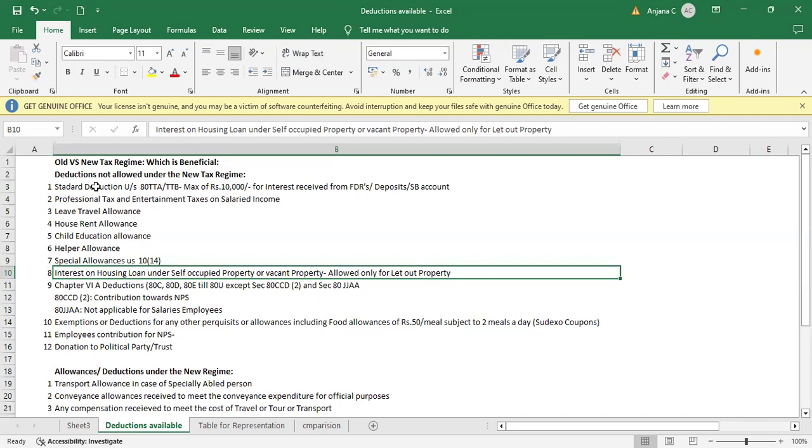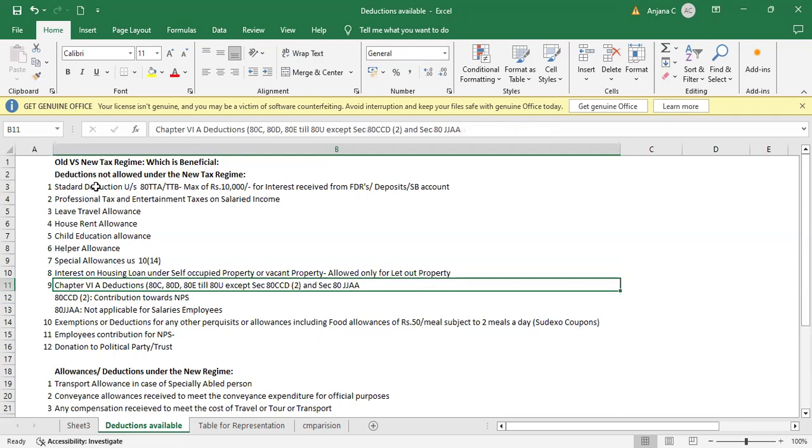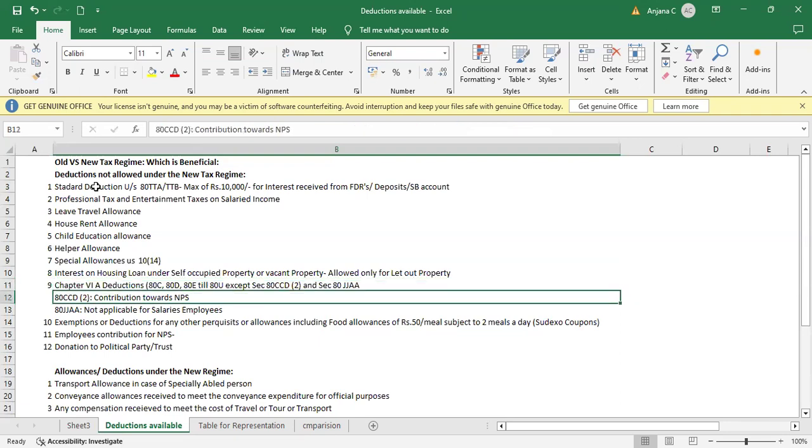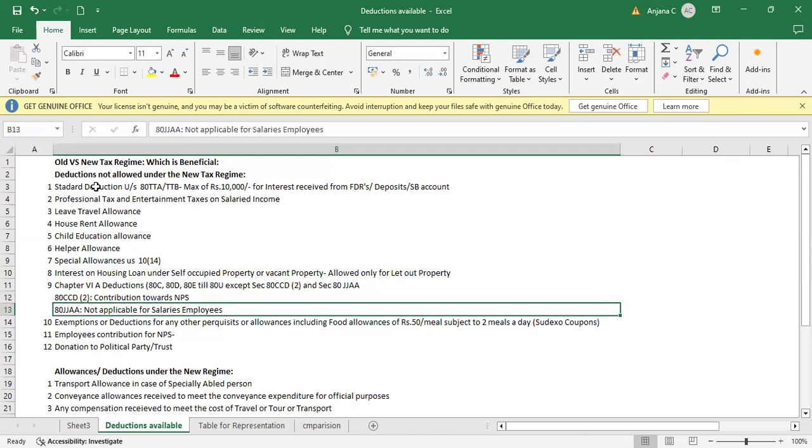If you're paying interest on a housing loan for a let out property, only then can we claim interest under the new tax regime. Similarly, Chapter VI-A deductions, that is all the deductions from 80C, 80D, 80E till 80U, have been withdrawn under the new tax regime, except for deduction under section 80CCD(2) and section 80JJAA. 80CCD(2) is nothing but the employer's contribution towards NPS. 80JJAA is not applicable for salaried employees and hence I have not discussed it further.